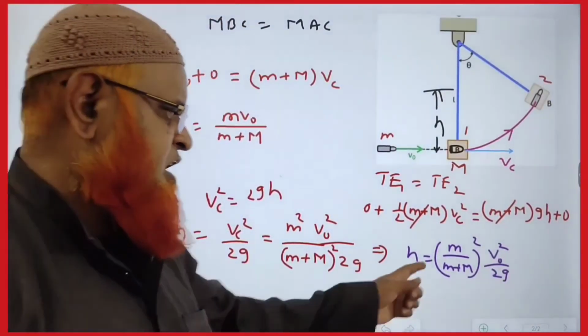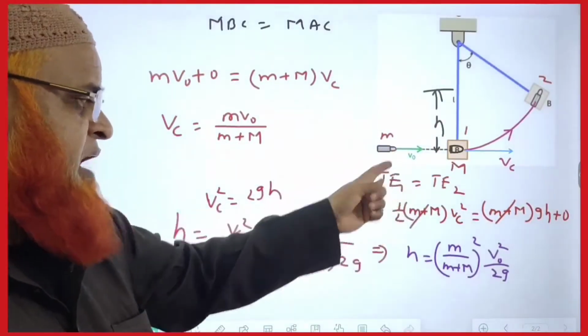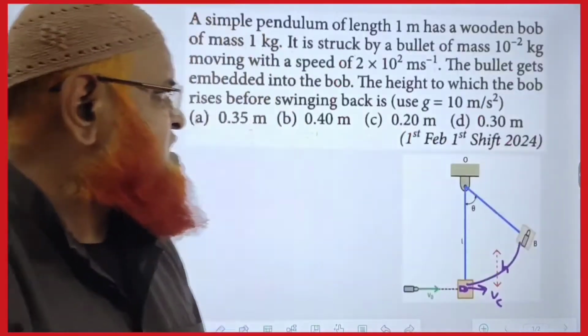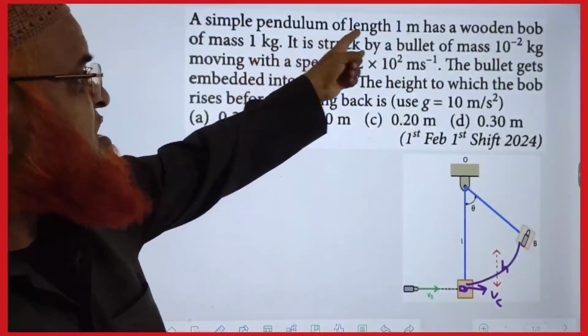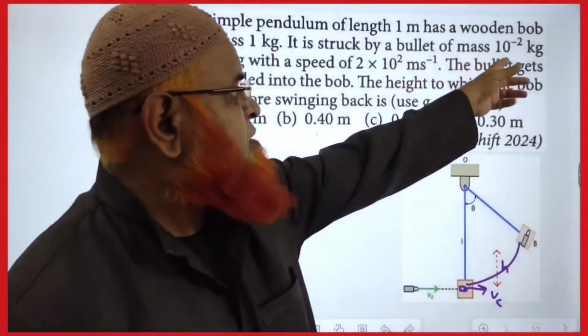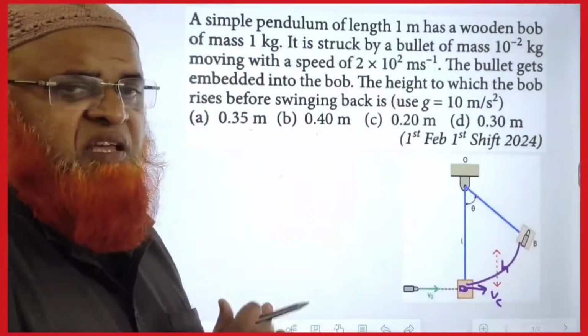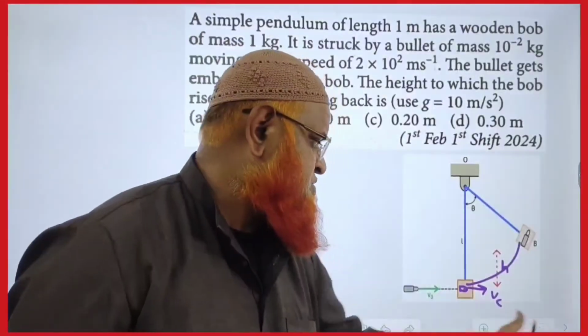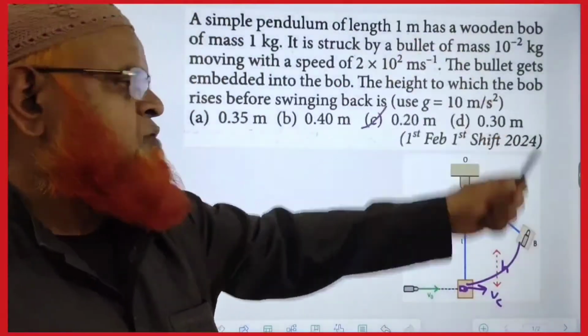So we need to substitute the value of small m, mass of a bullet, capital M, mass of the block, and v0 square. What is given in the problem? You can just see one by one. Velocity of the bullet is given. Mass of the block is 1 kg and mass of the bullet is 10 power minus 2 kg. And g value, you can take it as 10 here. So everything is present. Directly substitute in this formula and get the answer. Your answer is going to be 0.2 meters.